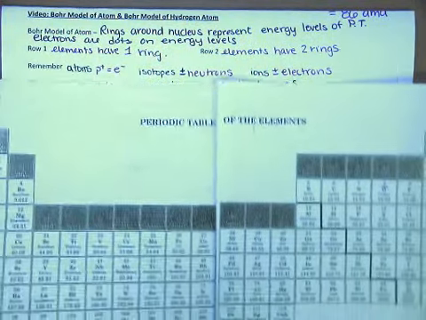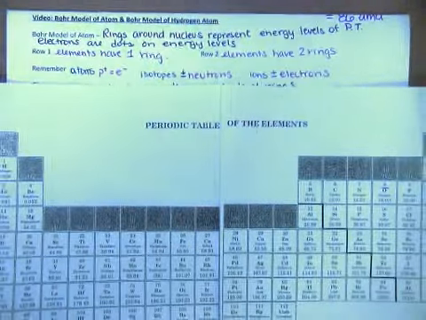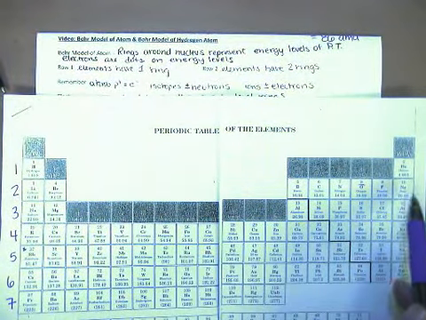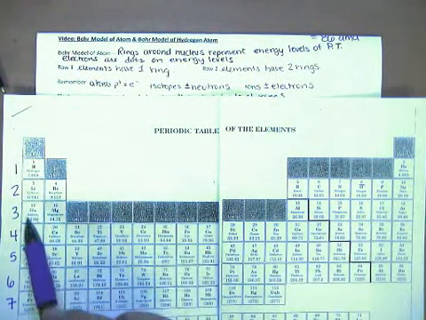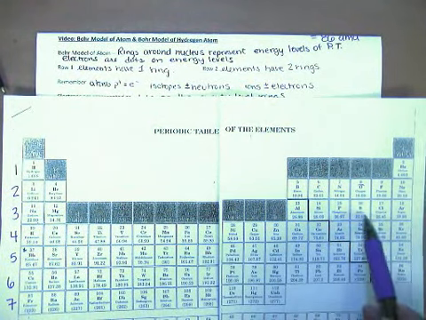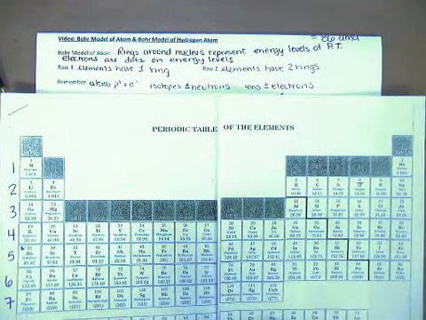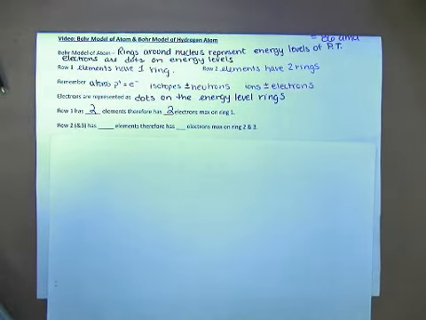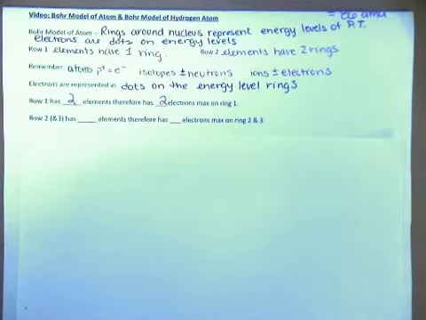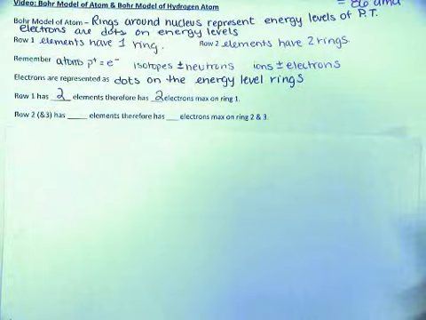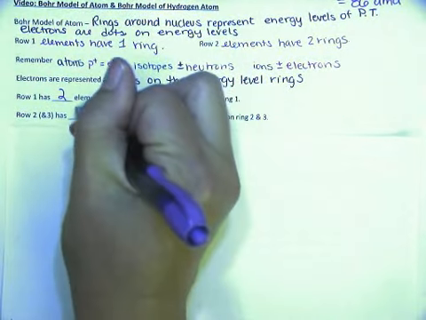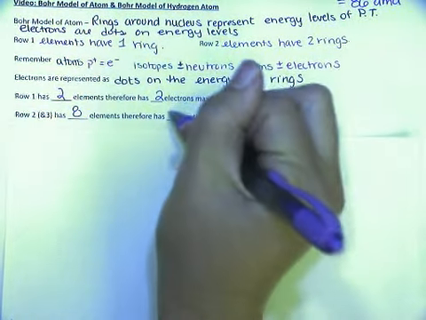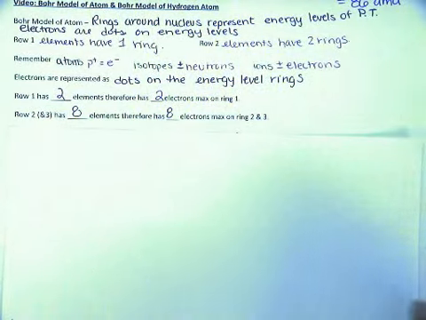Row 2 and 3, row 2 has 1, 2, 3, 4, 5, 6, 7, 8 elements. In 3, 1, 2, 3, 4, 5, 6, 7, 8 elements. So if they are 8 elements wide, that means that they're going to have 8 electrons max. So 2 and 3 has 8 elements, therefore 8 electrons max on rings 2 and 3.